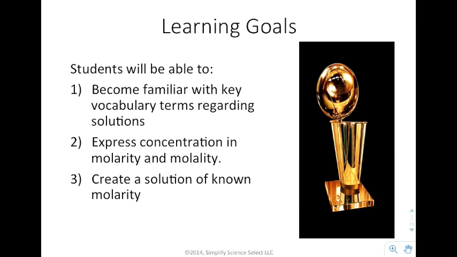So the learning goals for this particular presentation are that you become familiar with the key vocabulary regarding solutions, that you be able to express concentration and molarity, molality, and also parts per million and parts per billion, and that you be able to create a solution of known molarity in the lab.